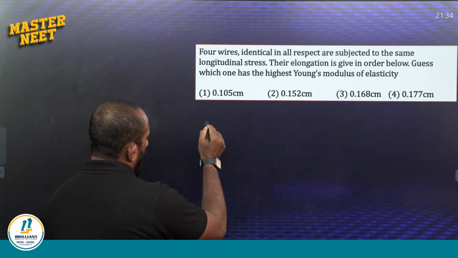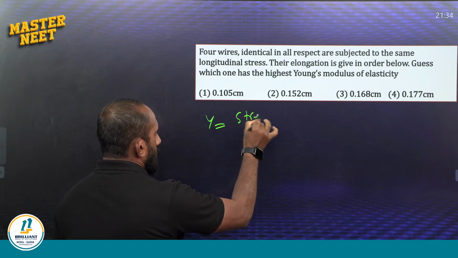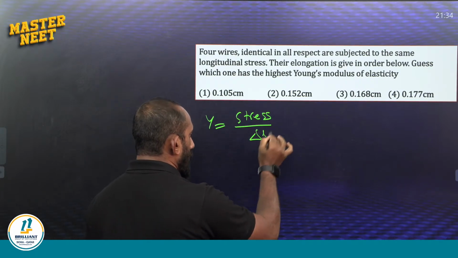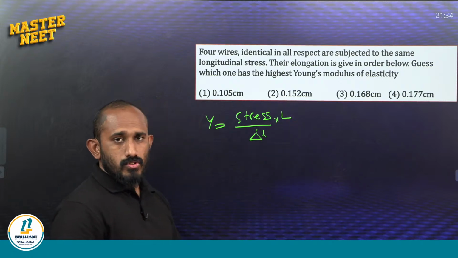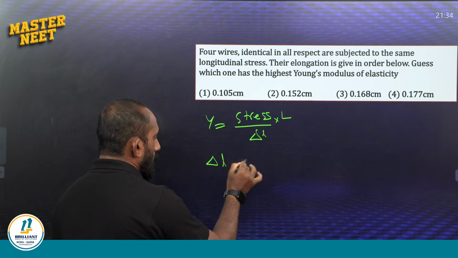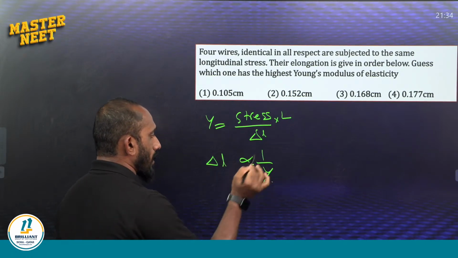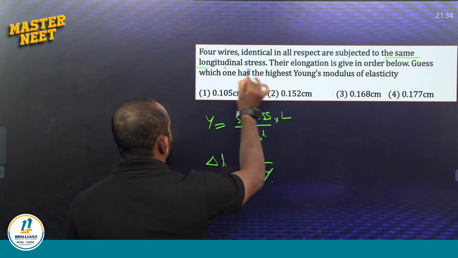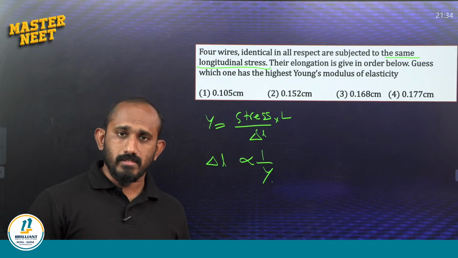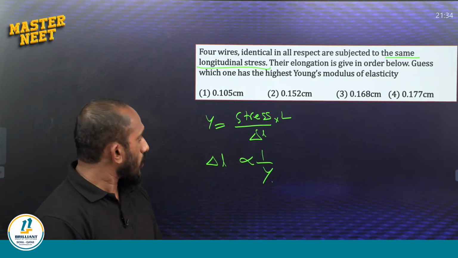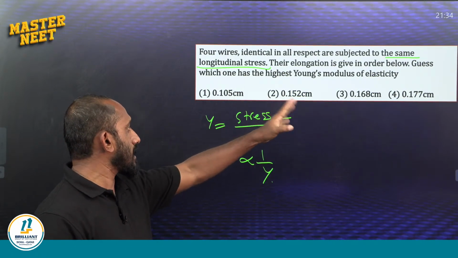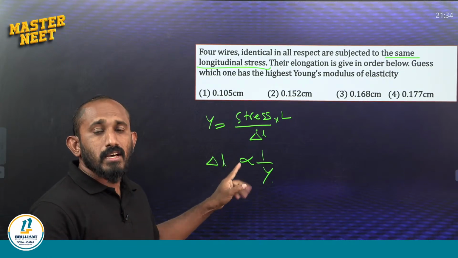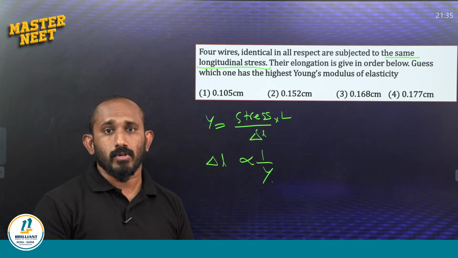We know Y is equal to stress by strain. Strain is delta L by L, so into L I am putting. So we can say delta L is inversely proportional to Y if there is the same longitudinal stress and length is same for all. Then guess which one has the highest Young's modulus of elasticity. So if delta L is less, Y will be the largest. Young's modulus will be largest.